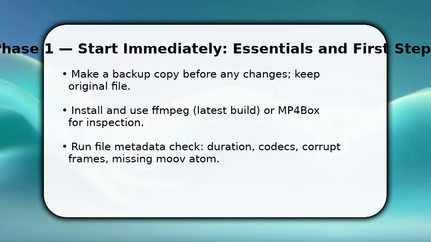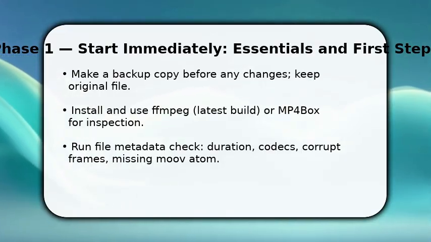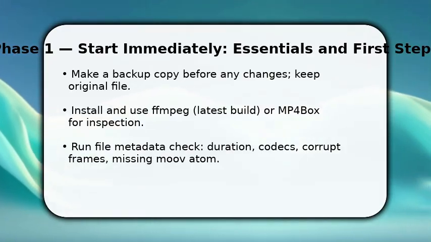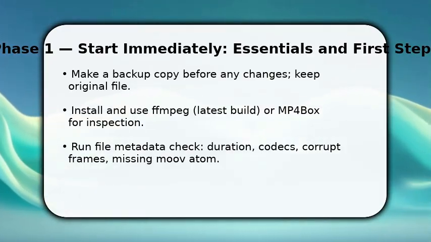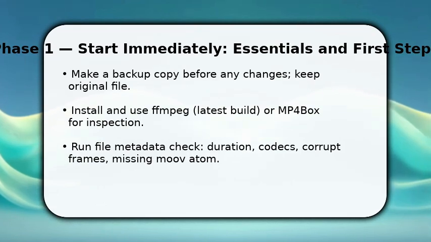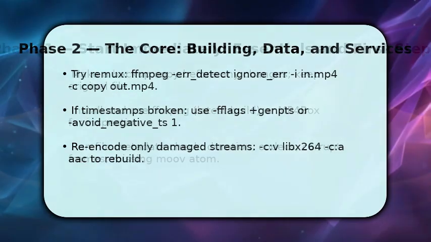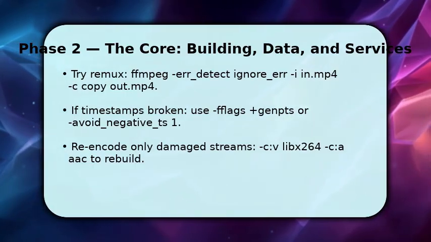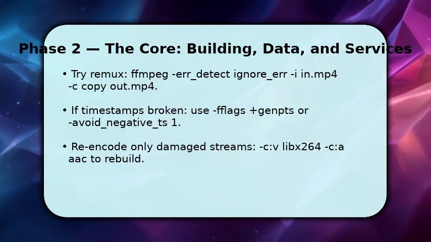Then run ffprobe or MP4Box info to gather exact stream IDs and durations, because these details tell you whether to remux or re-encode. Acting now saves time later and determines the minimal fix required. You next attempt a fast remux to rebuild container structures. Remuxing often fixes index and moov problems.